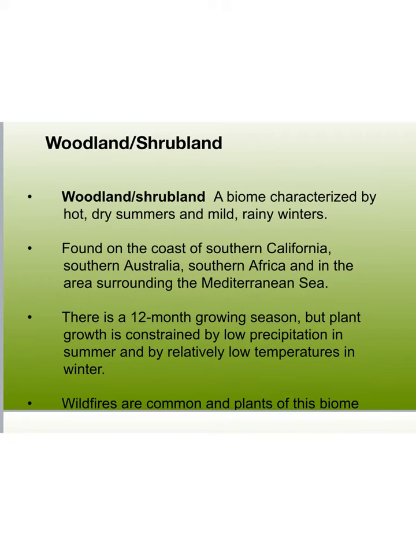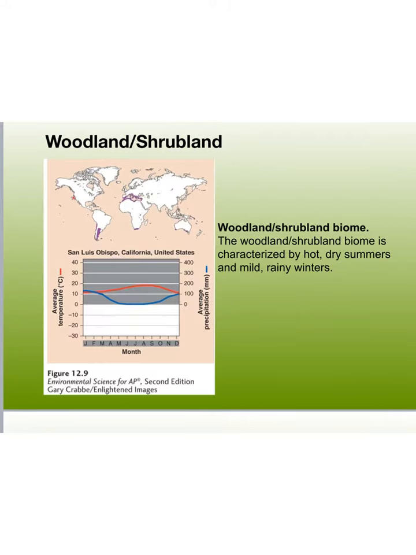The woodland shrub biome is characterized by dry summers and mild rainy winters. It isn't like the coast of California, more of the southern African Mediterranean Sea area. It does still have 12 months worth of growing season, but the plant growth is really limited by the low precipitation. So if it's a relatively low precipitation year, they can have smaller growing seasons. And then this is where you hear about all the wildfires. So the shrubland biome is characterized by the dry climate. And if you look during the summertime there, we have low precipitation, high average temperature.